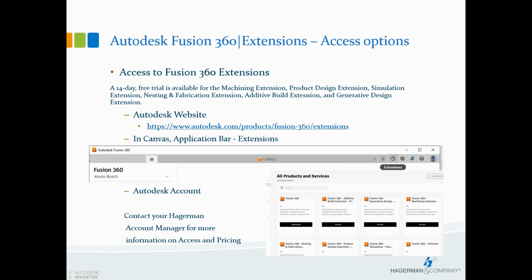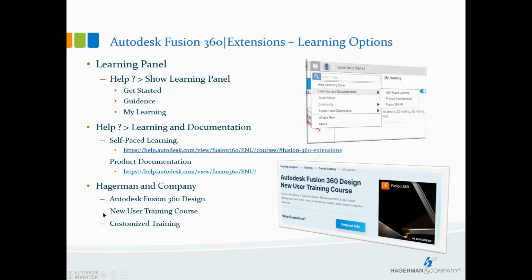You can get to the extensions from the Autodesk website, Fusion 360 extensions. We'll see here in just a minute. We can get to them in Canvas if we're working directly in Fusion 360 on the application bar and the extensions button. We can access those, and also within your Autodesk account. For pricing and additional access information, you can reach out to your Hagerman account team or support or whatever you need to get access to those.